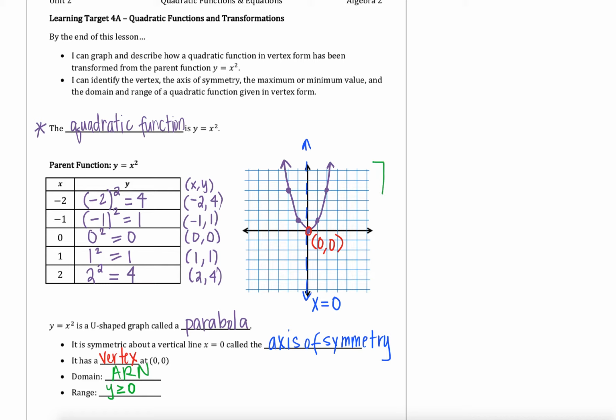And for our range, we notice that when I sub in any number into x squared, when we square any number, we always get a positive value, which is why our range is no longer all real numbers, but instead it's just all the positive numbers, or we could also get 0, since 0 squared gives us 0. Now, of course, as we apply the transformations, we're going to see our axis of symmetry, our vertex, and our range all change according to our transformations.